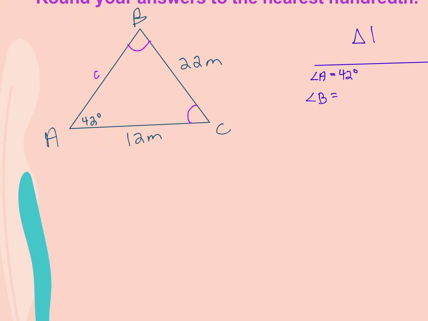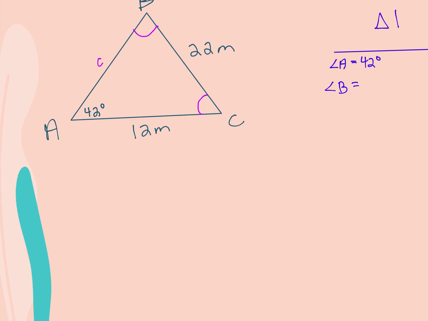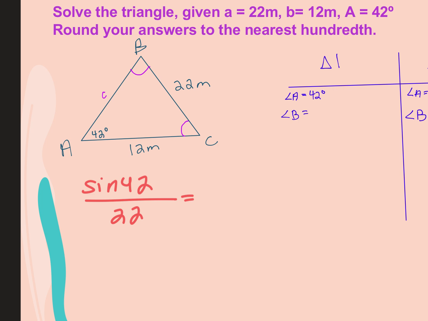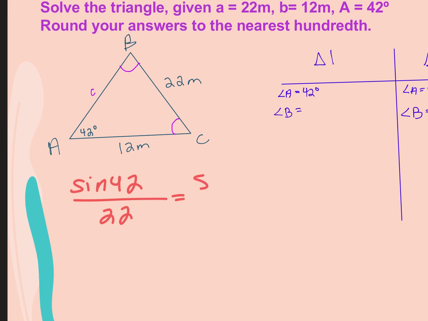Do I have a side length and its corresponding angle measure? Yes. So go ahead and set your proportion up. You have sine 42 over 22 equals. Some of you are going to say, well, which angle should you solve for? Well, there's only one angle that you're going to be forced to solve for every time. Do you know anything about angle or side C? No, so you can't do anything with that. What's the only information that they gave us? Side B. So I'm going to say sine of B over 12.